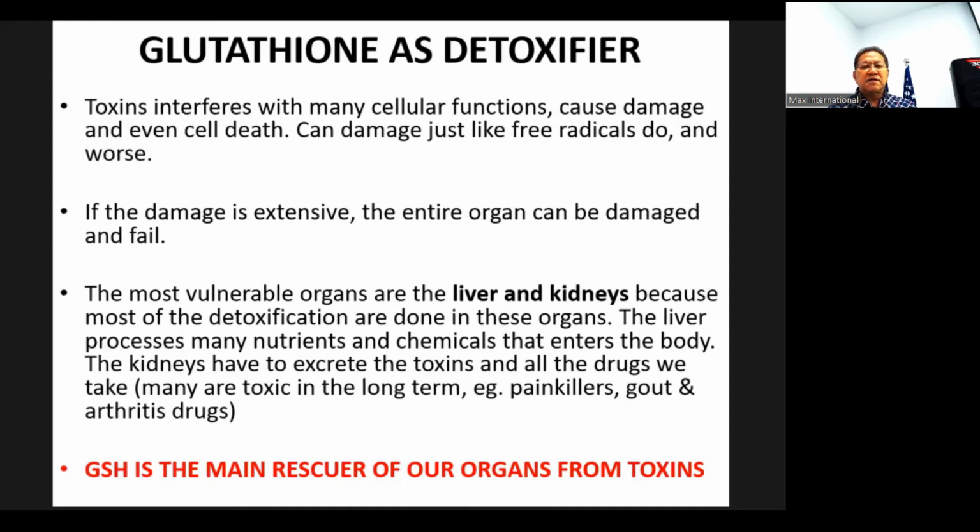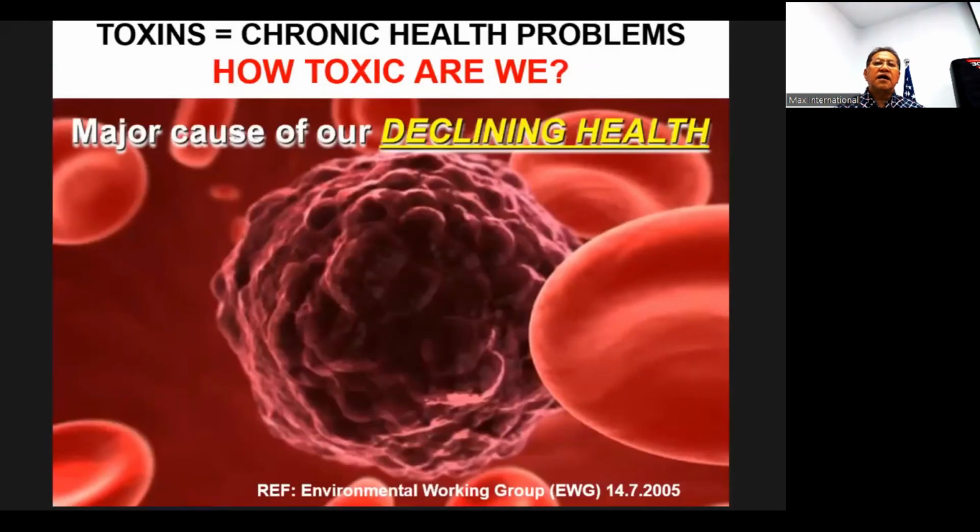Many are toxic in the long term, for example painkillers, drugs for gout, drugs for arthritis. And I've seen many patients who have damaged kidneys because of long-term consumption of anti-arthritic and anti-gout drugs. So glutathione is the main rescuer of our organs from these toxins. Okay, and let's see how toxic we are.